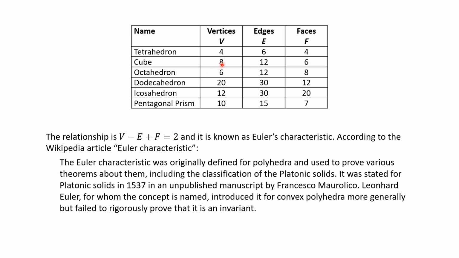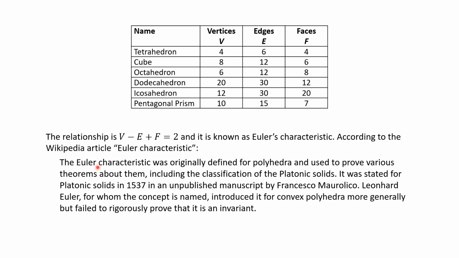We can just check a few of these. Let's try the octahedron. So we have 6 minus 12, that's minus 6, and you add 8, you get plus 2. Let's try the icosahedron. 12 minus 30 is minus 18, you add 20 and you get 2 again. Let's just do the last one here. We get 10 minus 15 is minus 5, plus 7 is 2. So it holds for all these, and as I say, it holds in general. We'll actually prove it, kind of a sketch, in the next slide.